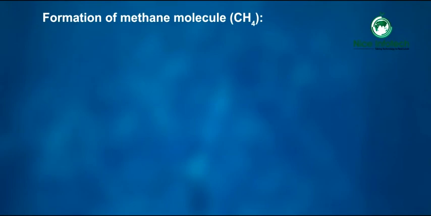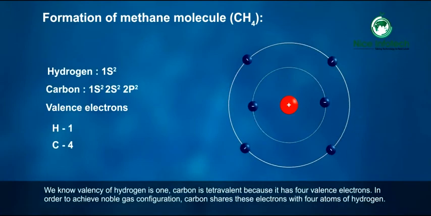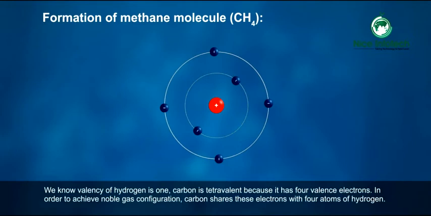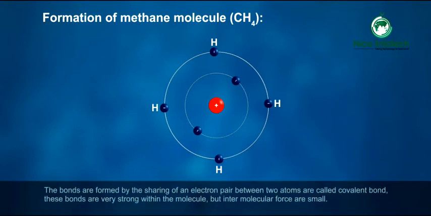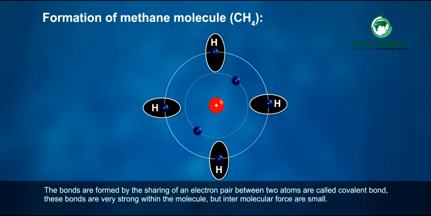Formation of methane molecule. We know valency of hydrogen is 1. Carbon is tetravalent because it has 4 valence electrons. In order to achieve noble gas configuration, carbon shares these electrons with 4 atoms of hydrogen. The bonds formed by the sharing of an electron pair between 2 atoms are called covalent bonds.